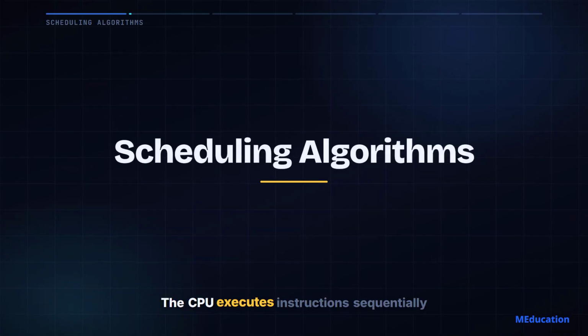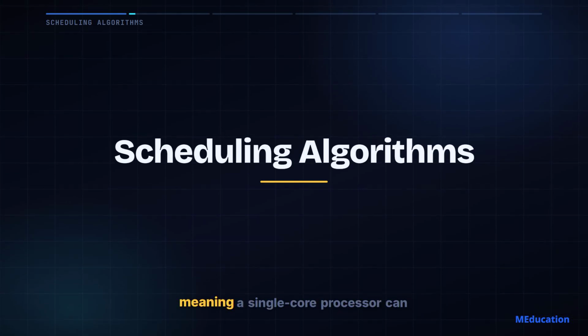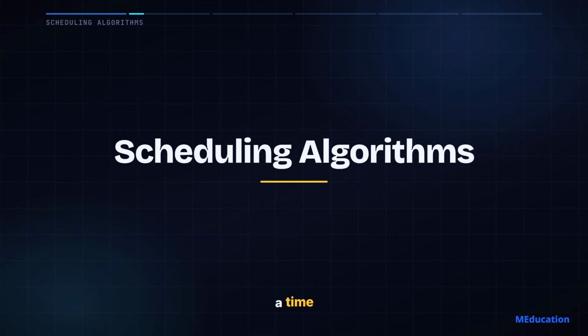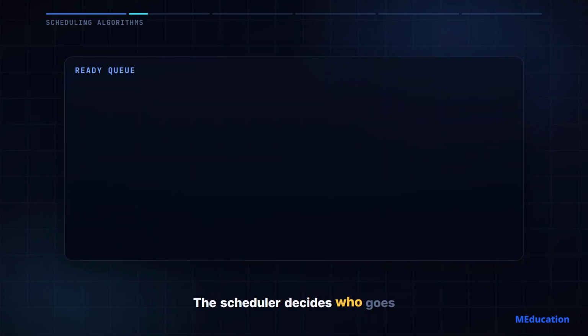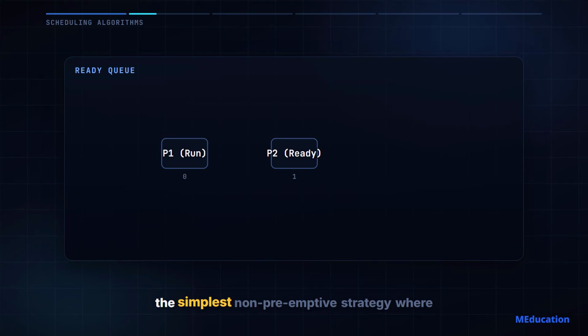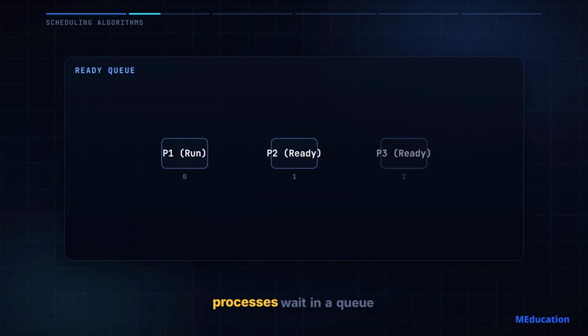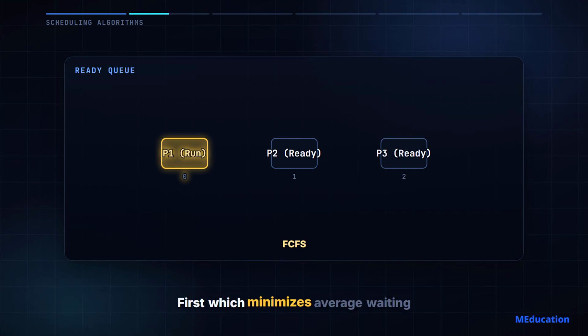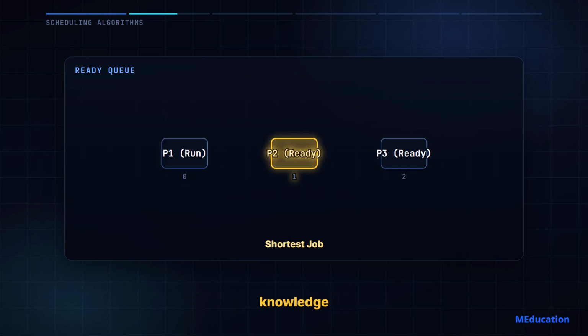The CPU executes instructions sequentially, meaning a single core processor can only run one process at a time. The scheduler decides who goes next. We will explore first come, first served, the simplest non-preemptive strategy where processes wait in a queue. We will trace shortest job first, which minimizes average waiting time, but requires impossible advanced knowledge.